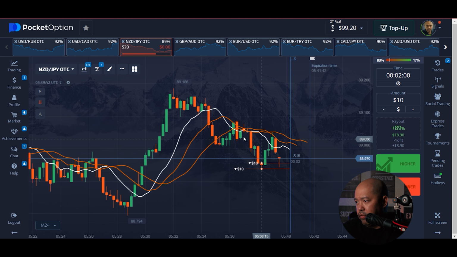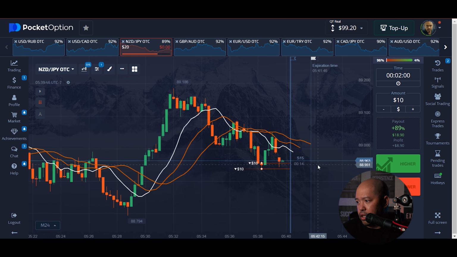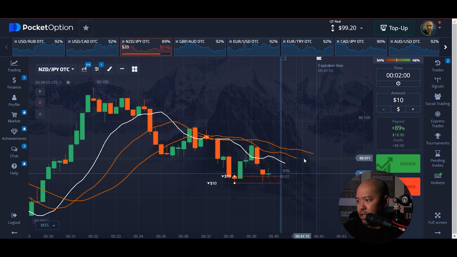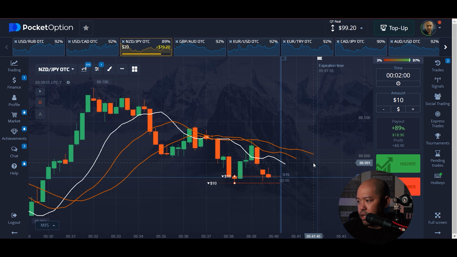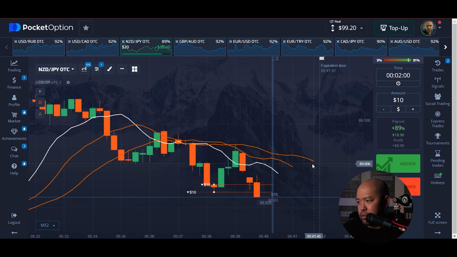This could be a small flat, so I'm not too excited yet. And we only have a few seconds. Anything can happen. This could bounce back up and then I lose both trades. So hopefully that's not the case. And let's skip ahead real quick here, and hopefully we win this. Let's go.